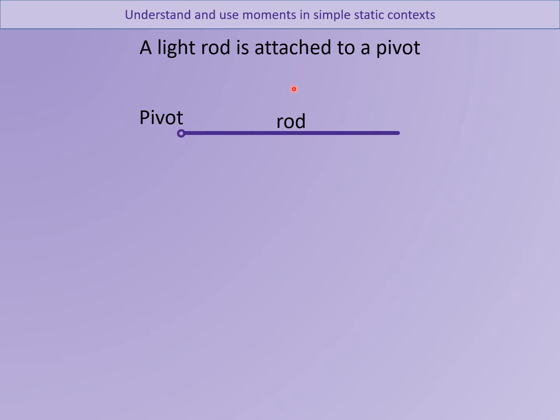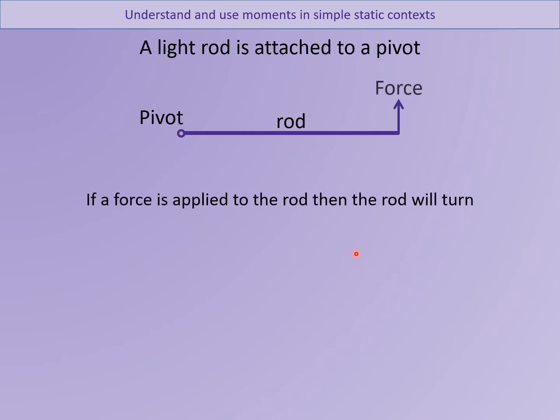So it's free to move, okay? Now if I attach a force to one end of it, maybe you could push it or you could kick that meter ruler, what would happen? It would clearly start to turn around that pivot. Okay, it would start to move around it.